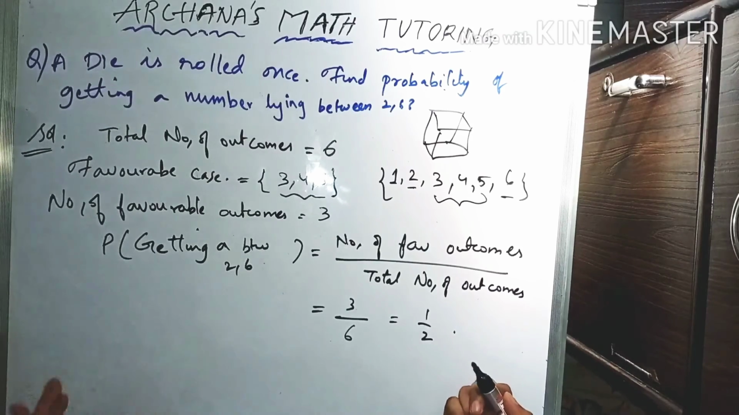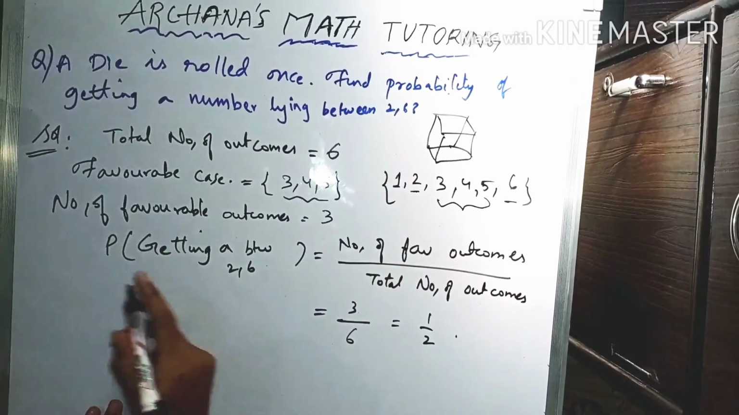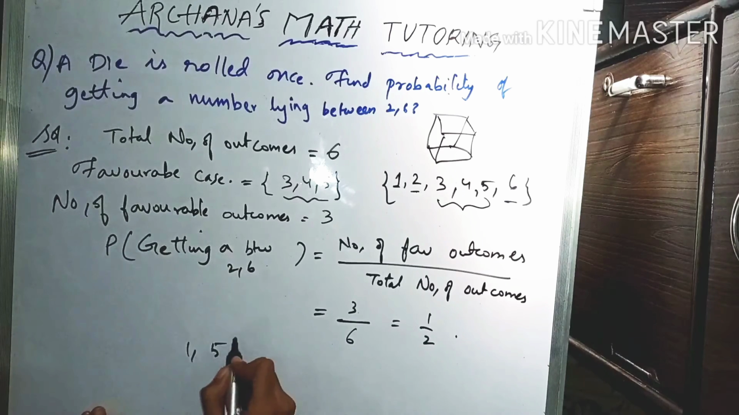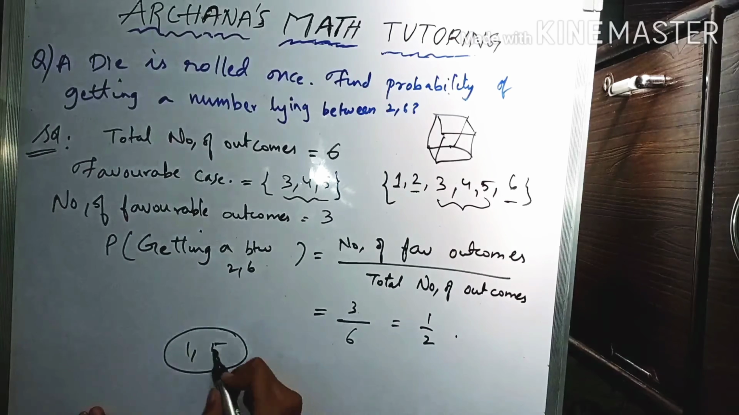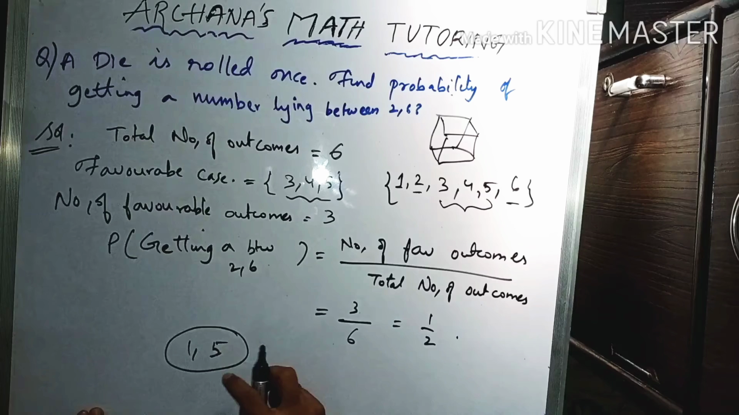Now I would like you to solve the problem for the set of numbers lying between 1 and 5. So this is your homework, friends. Do write your answers in the comment box.